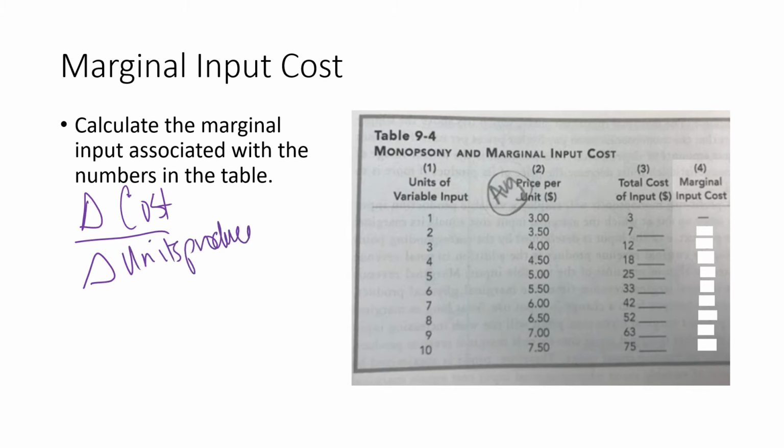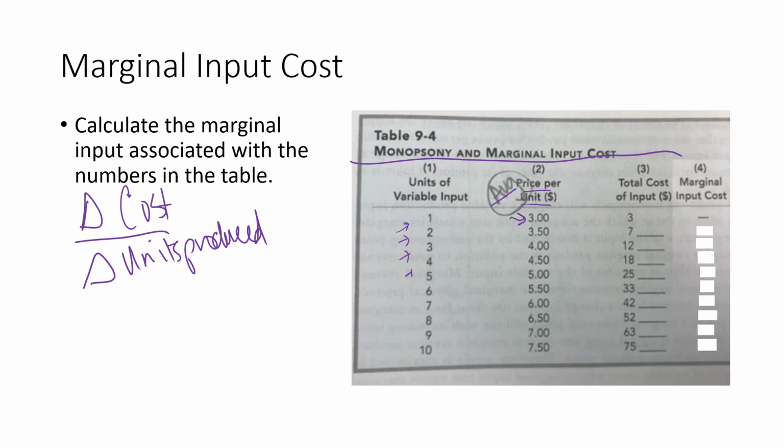So first thing, let's figure out what this chart is telling us. This is the units of input. So basically they're 1 unit, 2 unit, 3 unit, 4 unit. That's how many additional items they're purchasing in order to produce their product. And this is the price per unit, the average price per unit. So the first unit is going to cost them $3.